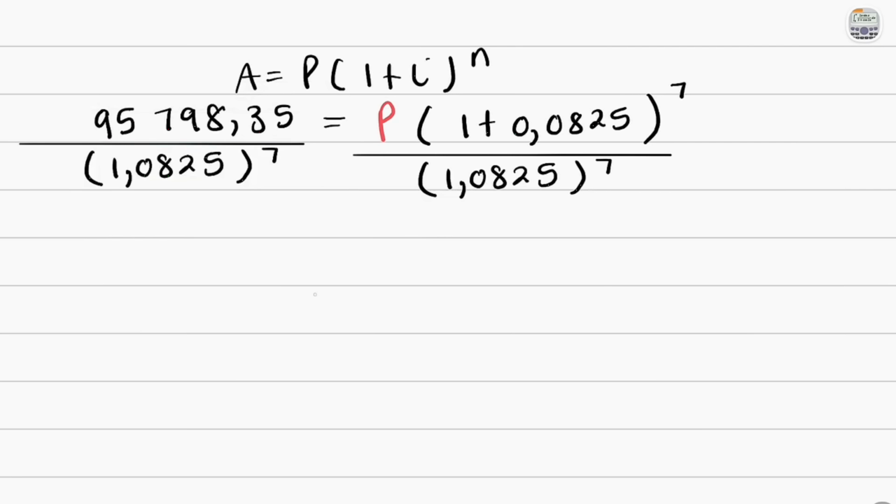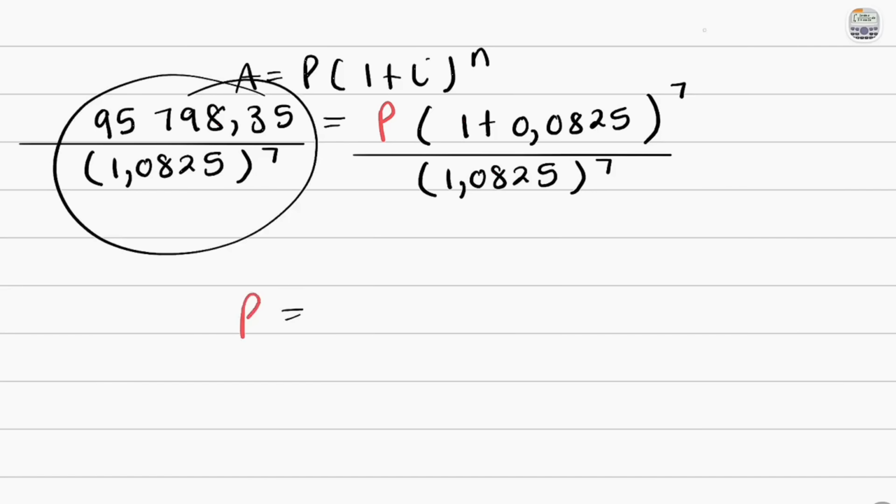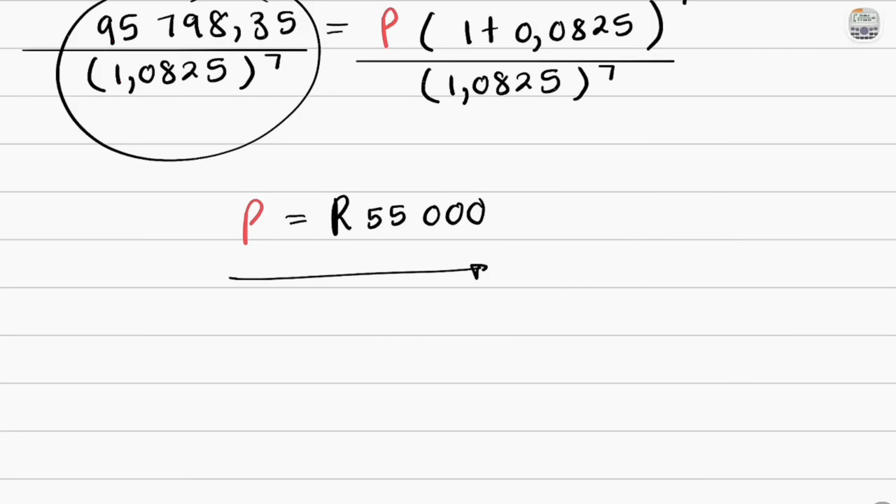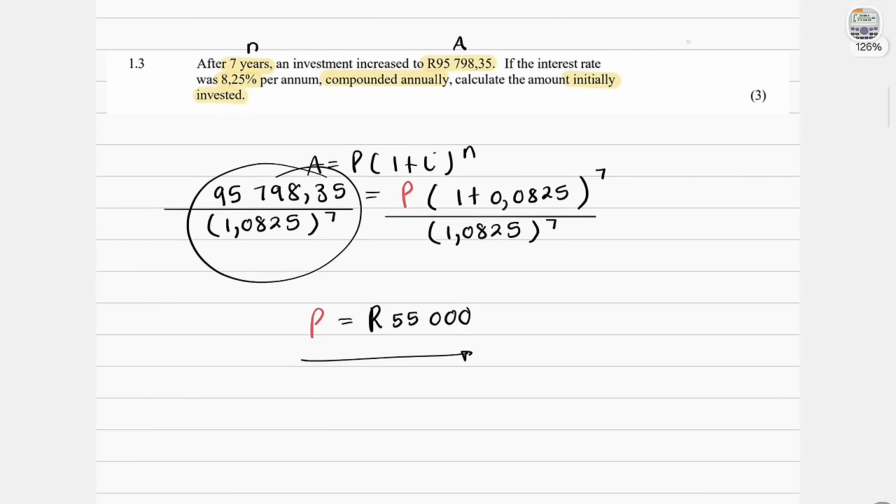And let's go ahead and see what we get. So on your calculator, this is all you are putting in. And so here is the initial investment. It's going to be 55,000 Rand, even if you round off to 2 decimal places. So that is our answer. Moving on to the next question.